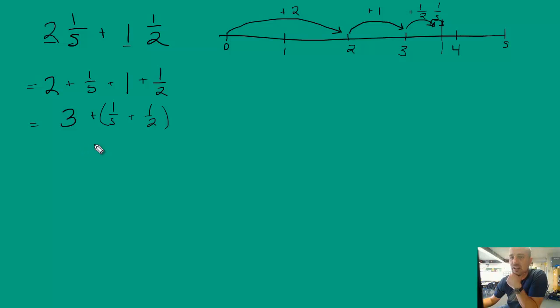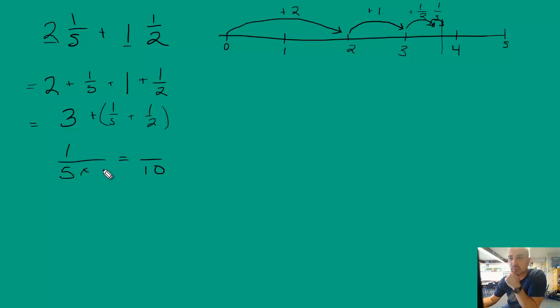If I do that, I'm looking at 5 and 2, and I know they share a 10. If I do 5 multiplied by 2, I'm going to get 10. And I think that's probably the first one I can do. So let's do that. Let's make it into tenths. If I want to make them into tenths, I'm going to turn my 1/5 into tenths.